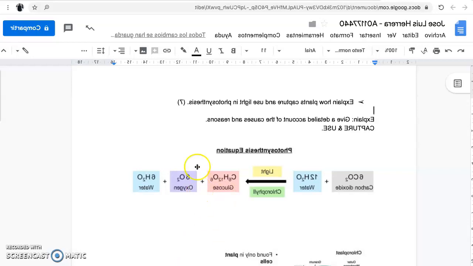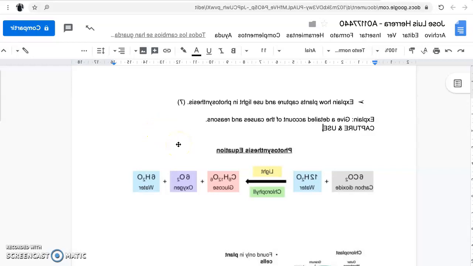Let's analyze now the question. Explain how plants capture and use light in photosynthesis. So in reality, there are 2 points. They're asking you how plants capture and use. Therefore, you must explain 2 actions in detail. So what are they expecting? Quite a longish answer, to be honest, but it consists in the details. You don't want to give too much information that is not really necessary, because trust me, that will take you a lot of time.